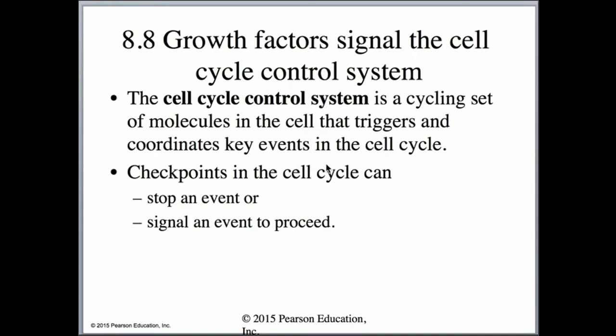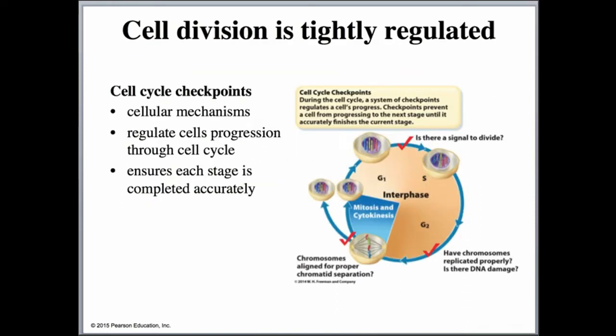Checkpoints in the cell cycle can either stop an event or signal an event to proceed. And by events, we're specifically talking about stages or things that happen in mitosis and interphase. So checkpoints are really important because you don't want your cells to just constantly divide. You just want them to divide when you need new cells. I mean, your cells are dividing a lot when you're growing, but then you reach an adult height and you don't want to keep growing. You want to stay your normal adult height so you don't have health problems.